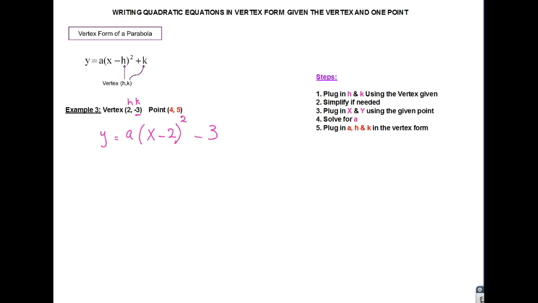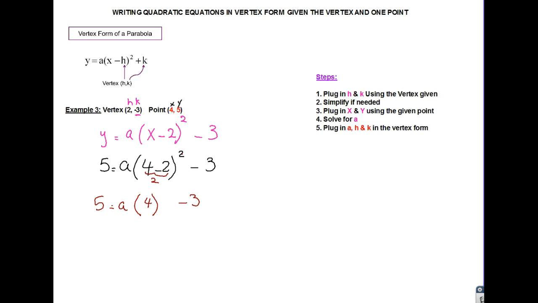So next I need to plug in x and y. This is my x, this is my y. y is 5, x is 4. So 5 equals a times (4 minus 2) squared, minus 3. So we can simplify 4 minus 2, which becomes 2. So 5 equals a times 2 squared, which is 4, minus 3.